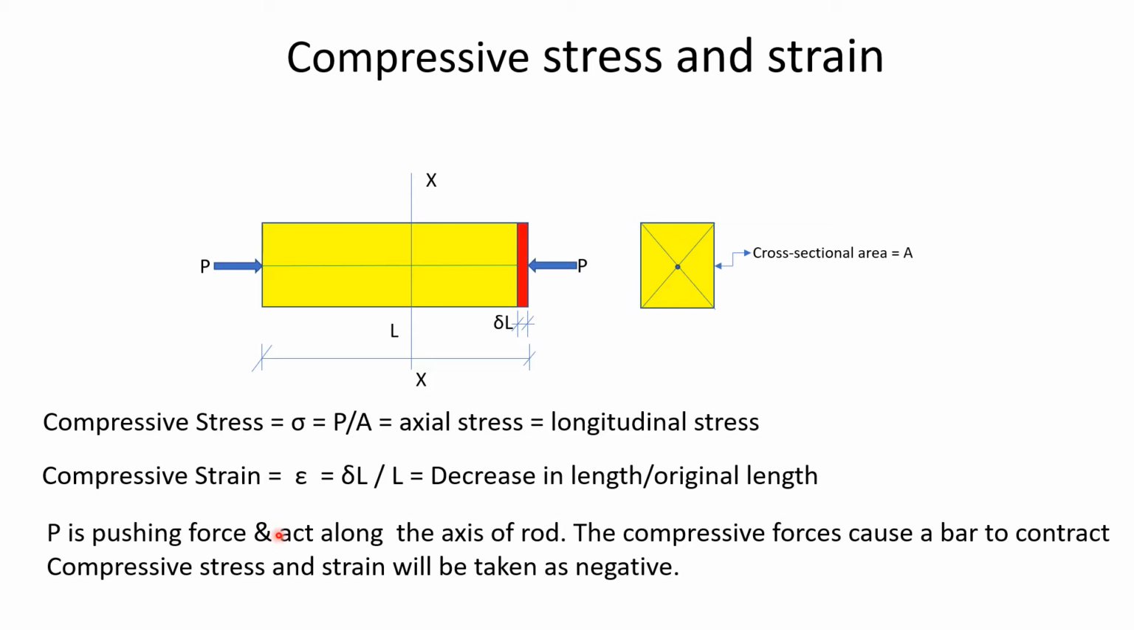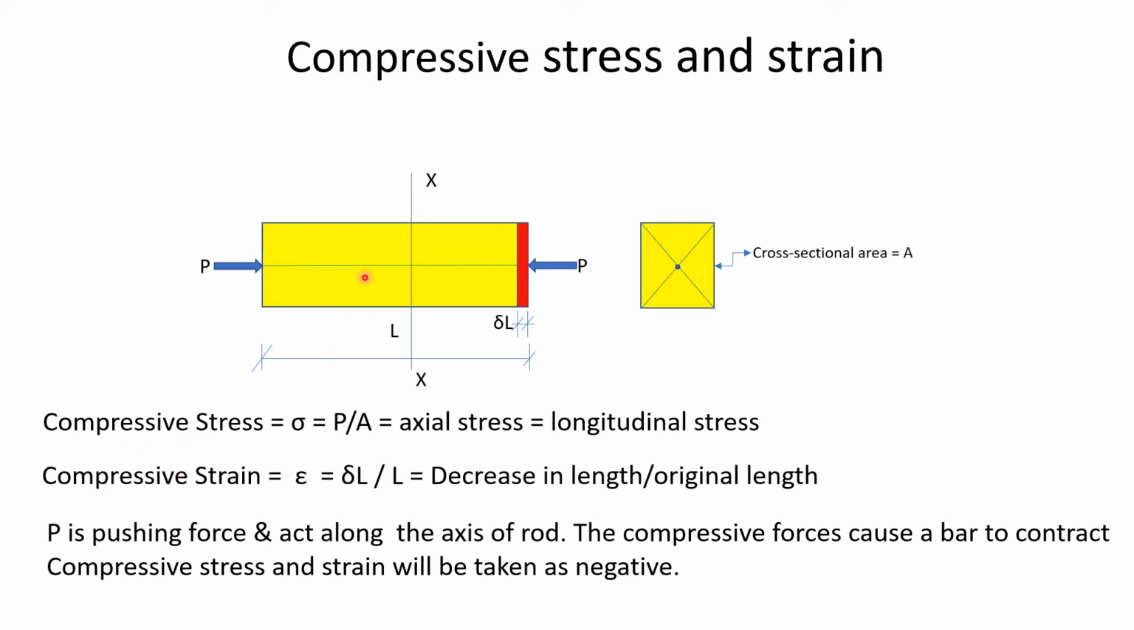Then let us try to understand what is a compressive stress and strain. Now if, instead of pulling, we apply a pushing force, meaning the force is acting towards the point. Now both the forces are pushing, and they are again acting at the same point here. Cross sectional area is the same, A. Now this is the length of the bar from here to here. Due to this pushing force, this length reduces, and the decrease in length is delta L. This is the original length L.